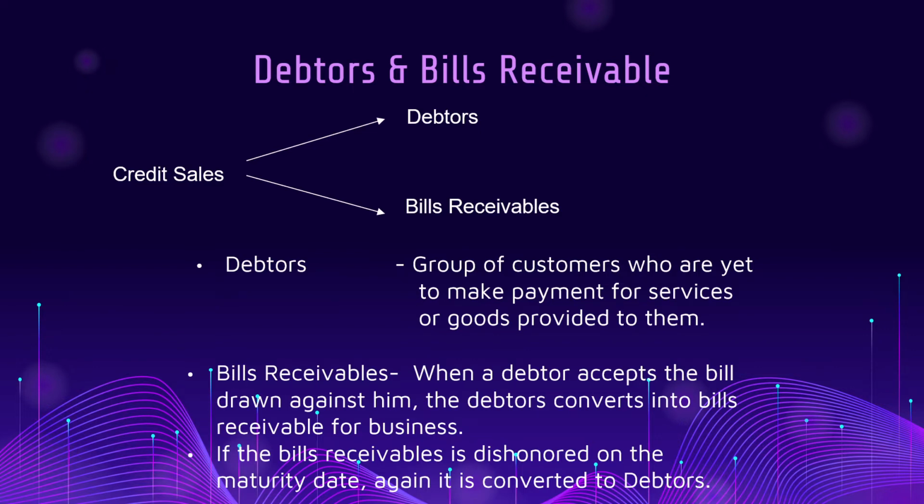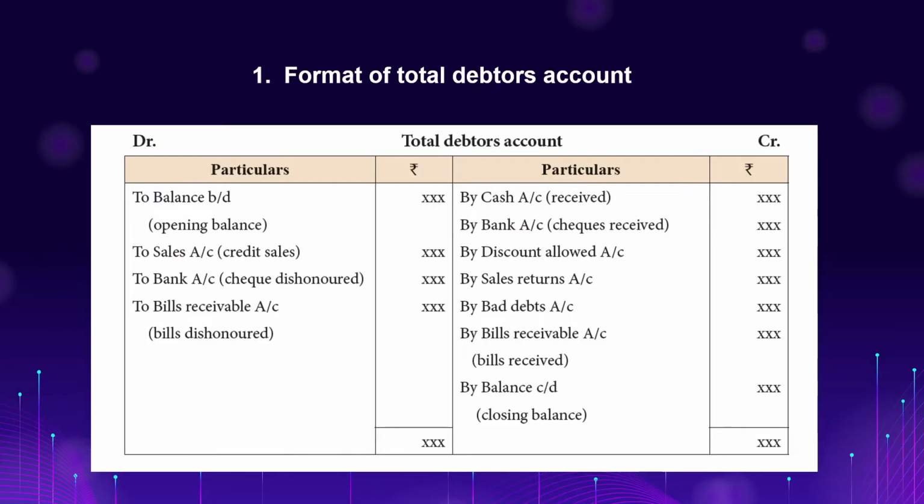Now first we'll see the formats. First, total debtors account. See, total debtors and bills receivable are both personal accounts only. Now see, total debtors has a debit balance. So the debit side is the starting side. So the opening balance you have to show on the debit side.